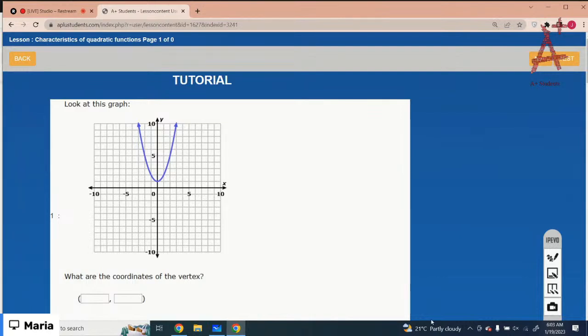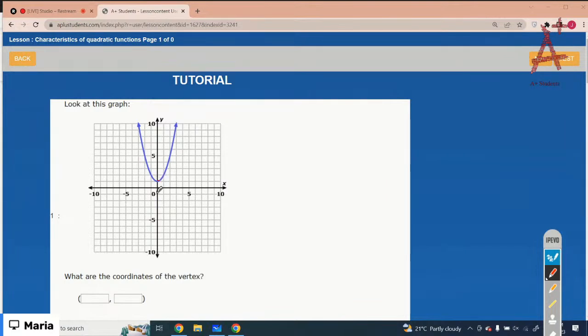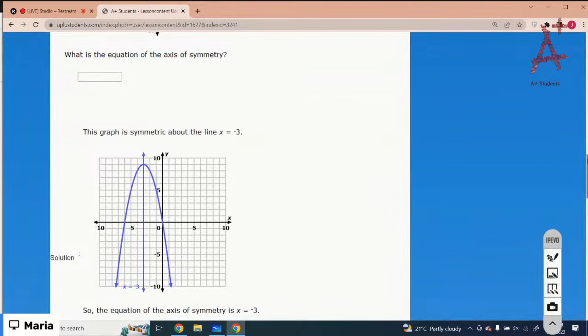You can find the vertex here. This point is basically the vertex of the quadratic function. Got it? So here you have y is 1 and x is 0. It would be 0 and 1. These are the coordinates of the vertex. Got it? Okay, that would be 0 and 1.